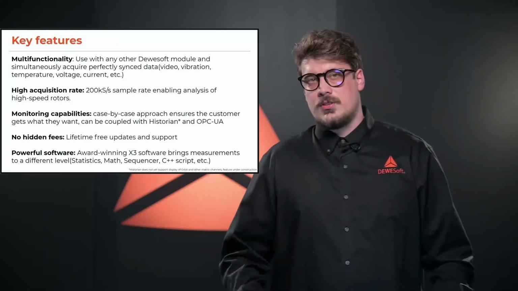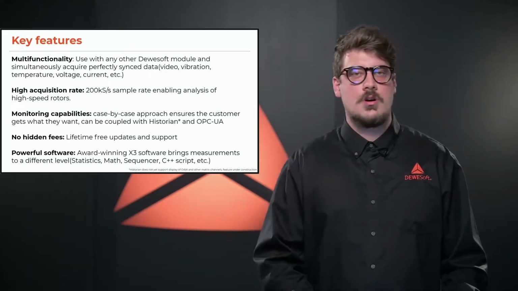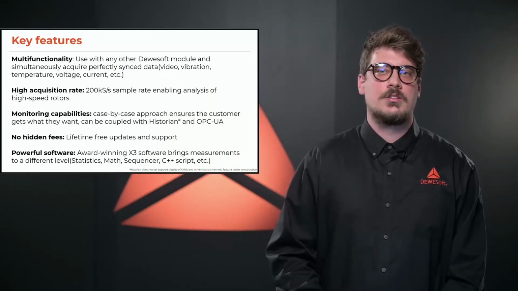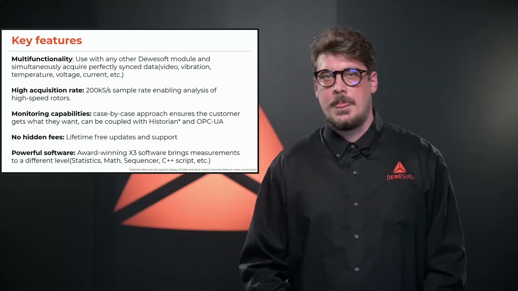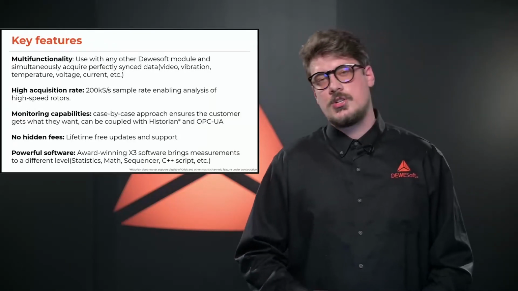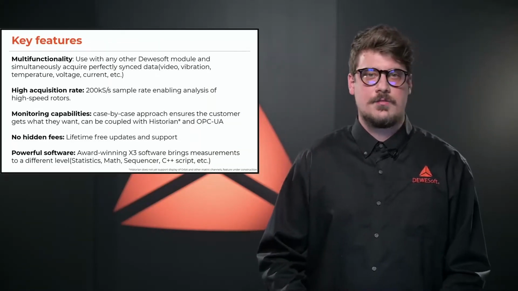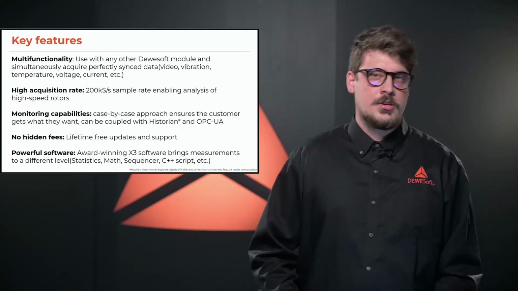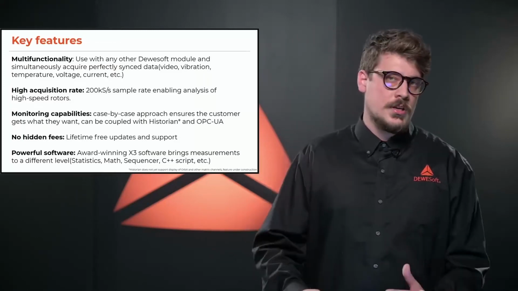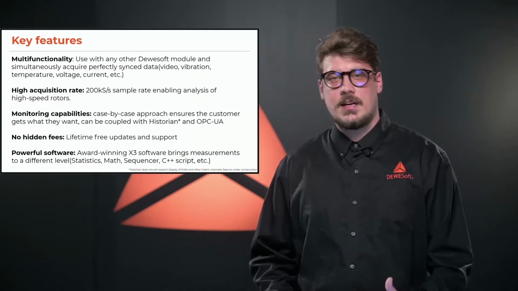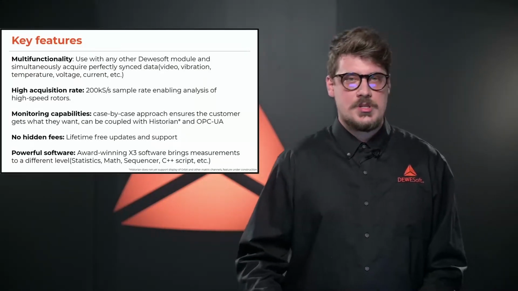And where do we stand out? One thing that we can do is, of course, multifunctionality. We can use orbit analysis with any other Dewesoft module and simultaneously acquire additional parameters, all data always synced. We offer high acquisition rates, which are especially useful for smaller rotating machinery that uses perhaps air bearings, for example, and we can offer monitoring capabilities. This is handled in a case-by-case approach, and by doing this, we ensure that the customer gets exactly what they want. So we can couple orbit analysis with Historian and OPC UA.